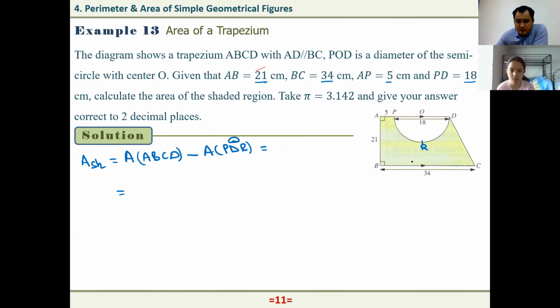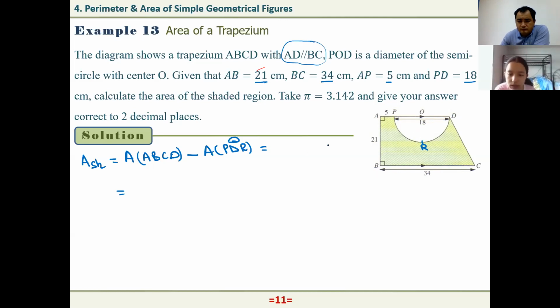That is the sum of the parallel sides. This side is parallel to this side because it's given here, AD is parallel to BC. What is AD? Shahina, what is AD?